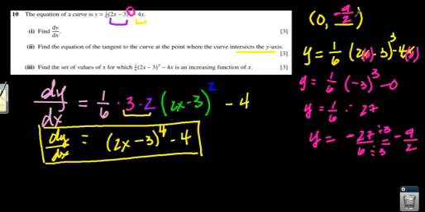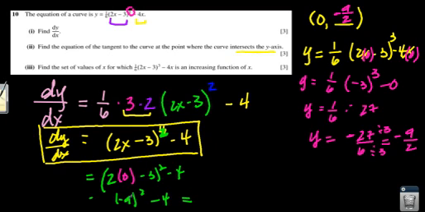And now we need to find the slope. If you'll remember, the slope of the tangent at a given point is dy over dx. So I'm going to go ahead and sub in 0 everywhere I see x, and that just happens to be in one place, minus 4. So we end up with negative 3 squared minus 4. So that becomes 9 minus 4, which is 5.